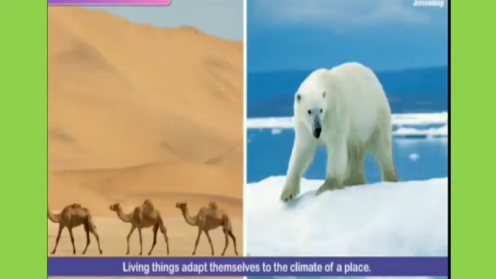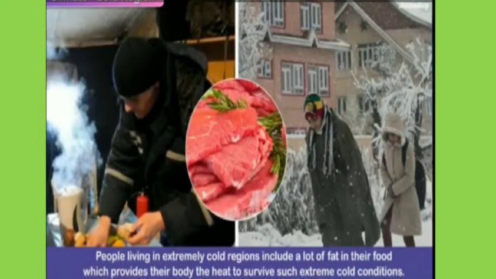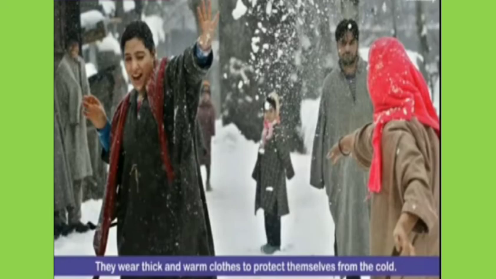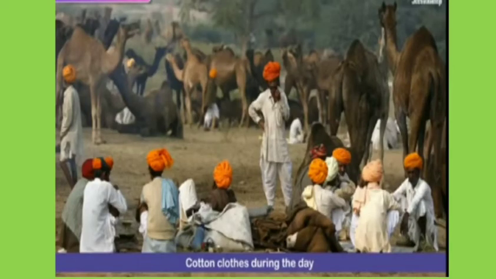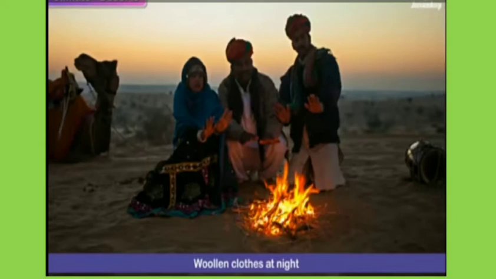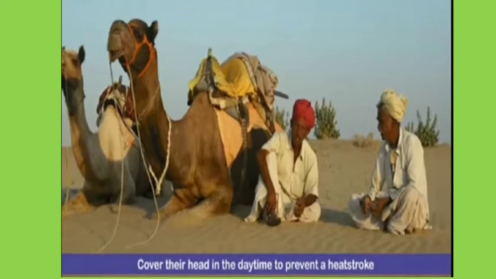Living things adapt themselves to the climate of a place. People living in extremely cold regions include a lot of fat in their food, which provides their body the heat to survive such extreme cold conditions. They also wear thick and warm clothes to protect themselves from the cold. Desert climate. It is very hot during the day and very cold at night. People living in deserts wear light cotton clothes during the day to keep their body cool and woolen clothes during the cold nights. They also have to cover their head in the daytime to prevent heat stroke.